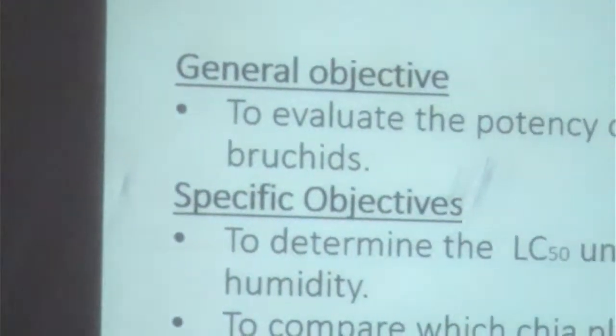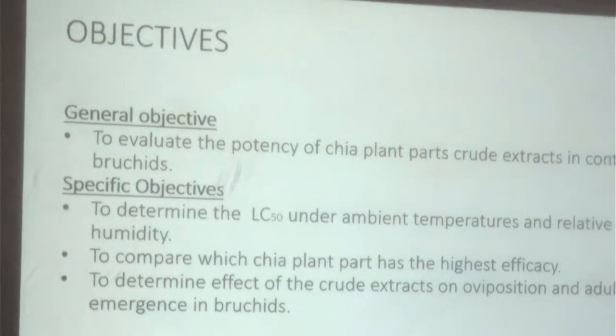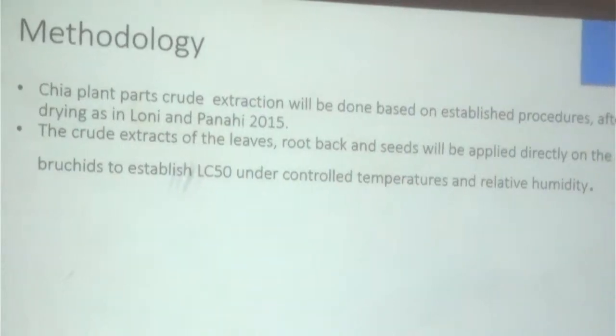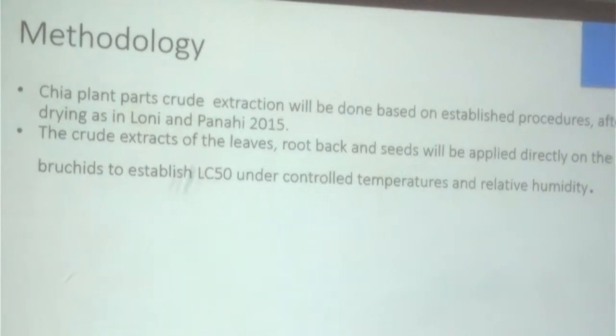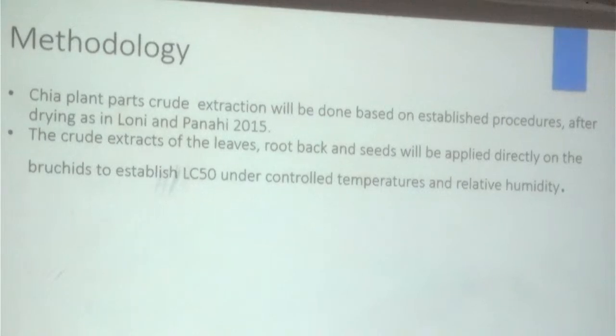Under objectives, the general objective is to evaluate the potency of chia plant parts' crude extracts in the control of bruchids. Under the specific objectives: to determine the lethal concentration under ambient temperatures and relative humidity, to compare which chia plant part has the highest efficacy, and to determine the effect of the crude extracts on oviposition and adult emergence in bruchids.